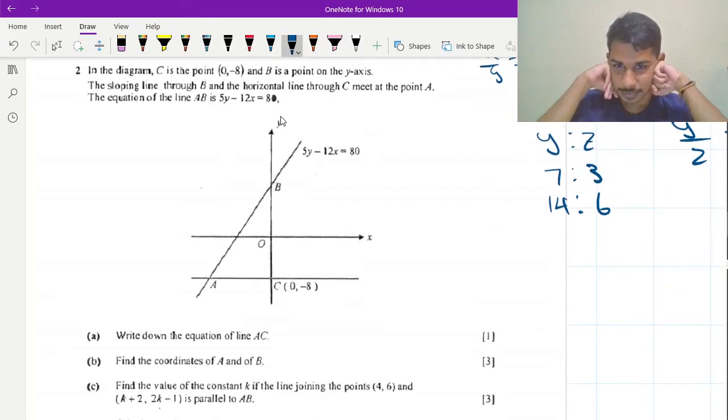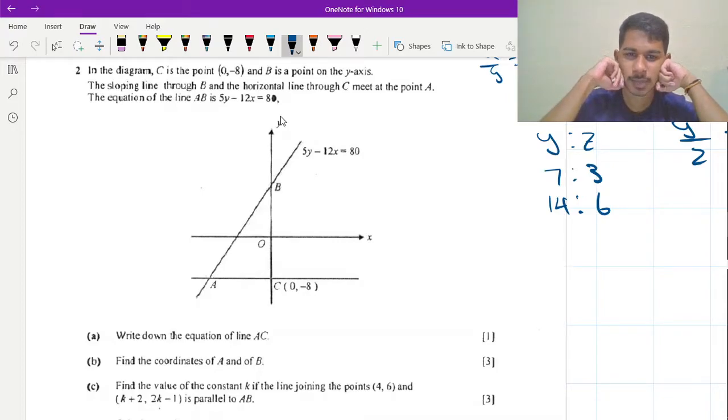Okay. Point C is (0, 8). Point B is on the y-axis. The sloped line through B and the horizontal line through C meet at A. Okay. The equation of AB is 5y minus 12x is equal to 8t. Okay. I think 8 would be a better number, but okay. Please be 8. Oh man, okay, never mind.